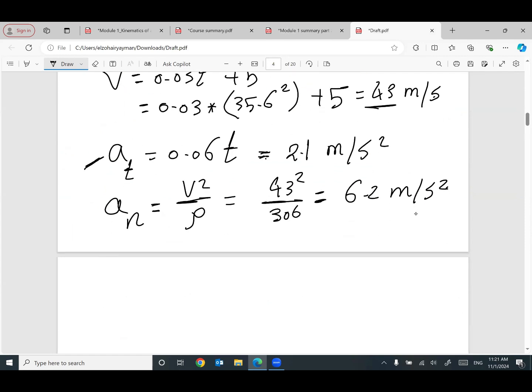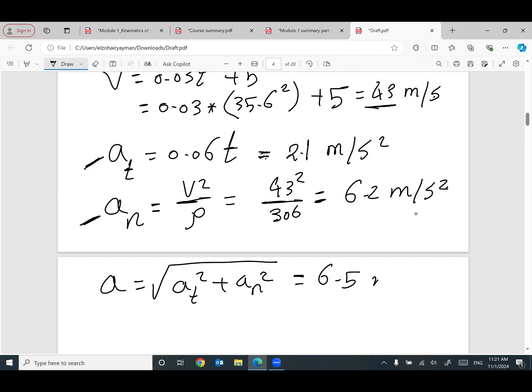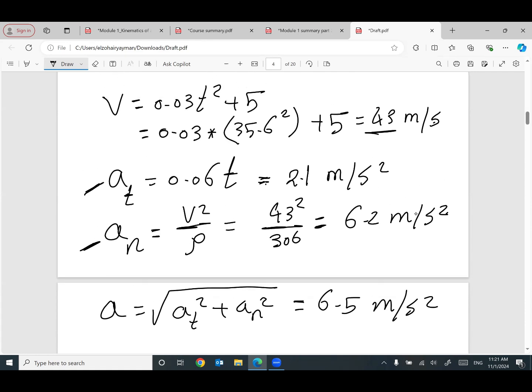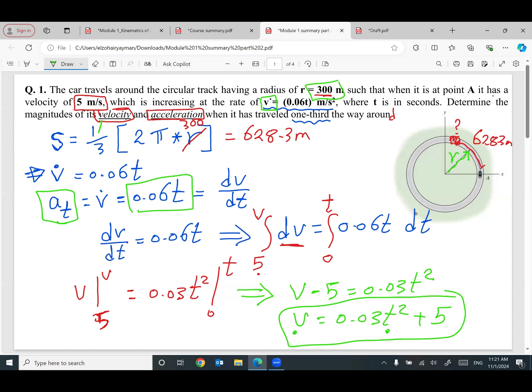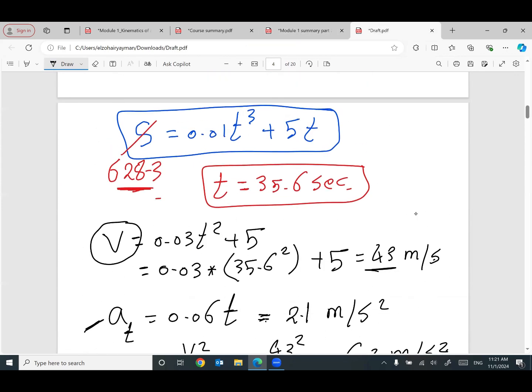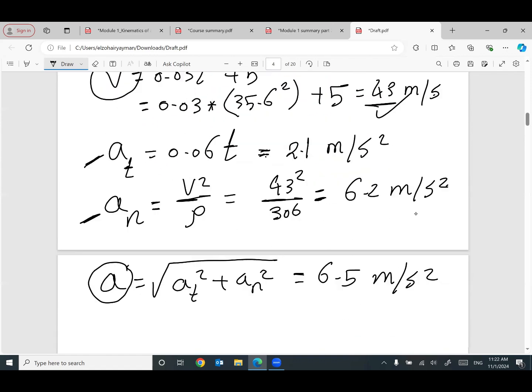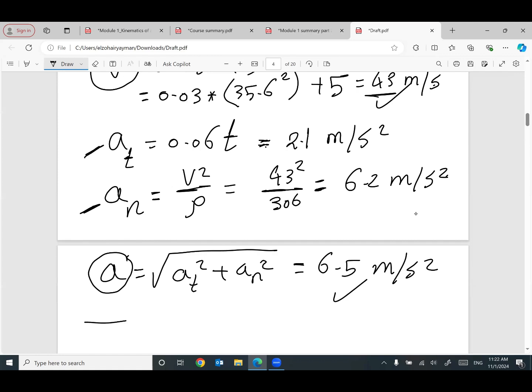Once you get the tangent component and the normal component of the acceleration, your final acceleration will be the square root of the tangent one square plus the normal one square, equal to 6.5 meter per second square. Now I figured out the velocity and the acceleration for this car when it traveled 1/3 of this circular path, or when this car traveled a time 35.6 seconds. These are the values of the velocity and the value of the acceleration.